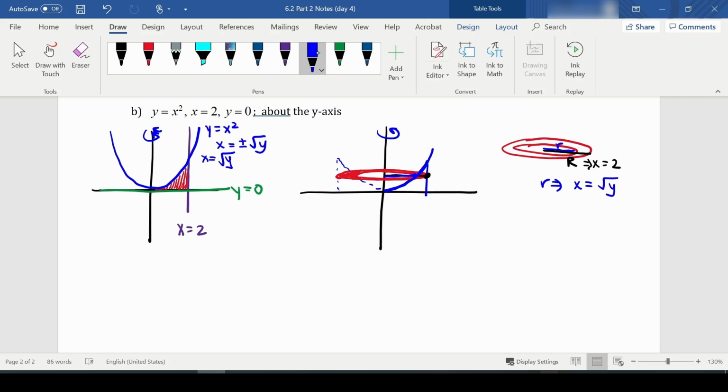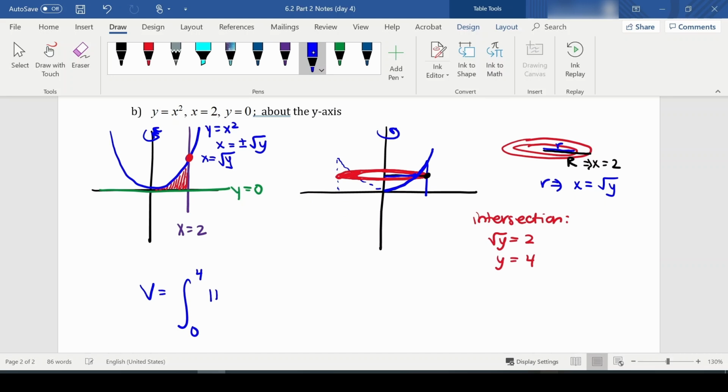Okay. We need our bounds. So our bounds are y values. So we're starting at y is 0. The question is, where are we ending? Well, we're ending right here, where our purple line and our blue line meet. So our intersection is when root y equals 2, or y equals 4. Okay, so blue line, purple line, where do they meet? They meet when y is 4.